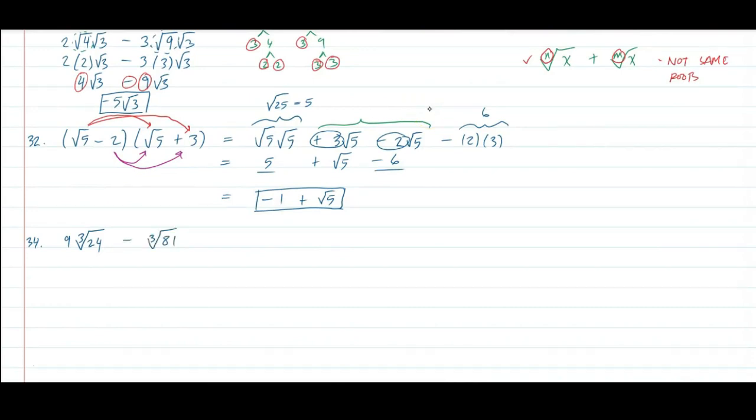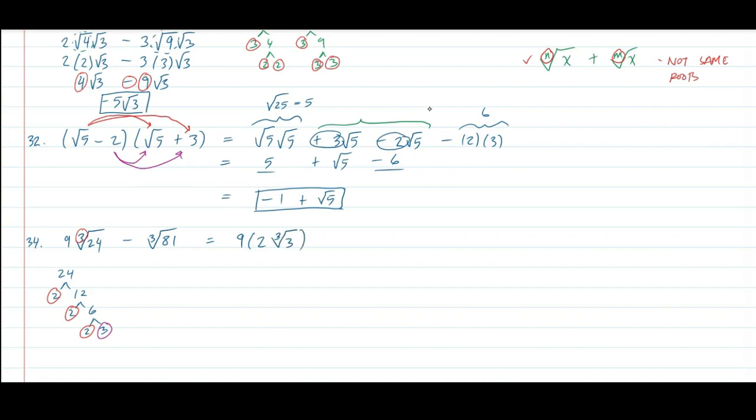Okay? All right, so first off, let's break 24 down, right? 24 is 2 and 12, 2 and 6, 2 and 3. So if you were to make sets of 3 out of that, you would get a set of 3 2's, and the 2's can come out. But what remains on the inside is that 3. So by all means, pause the video and try it by yourself, but you'll have 9 multiplied by 2 times the third root of 3.